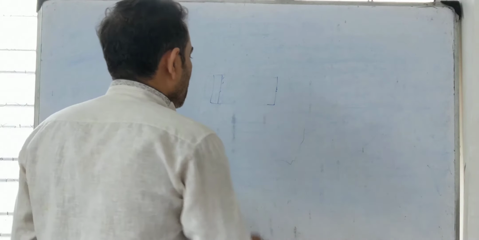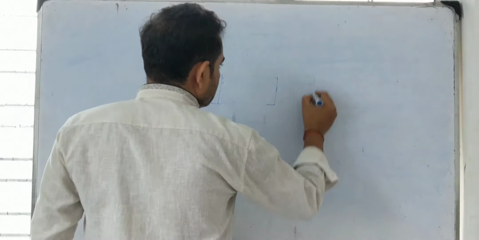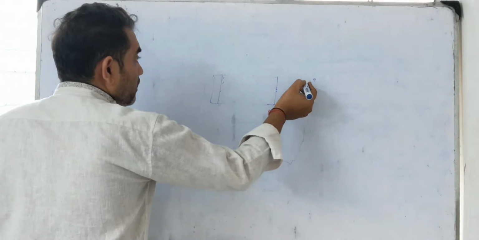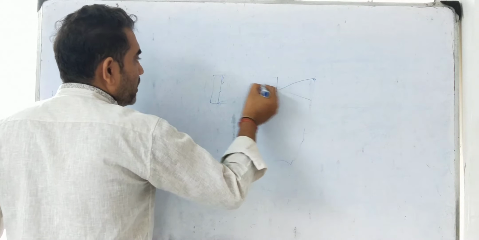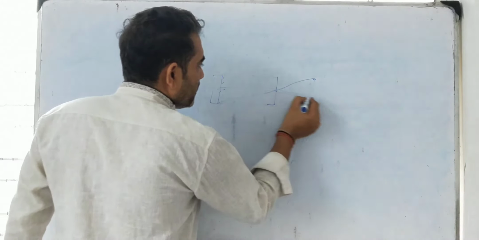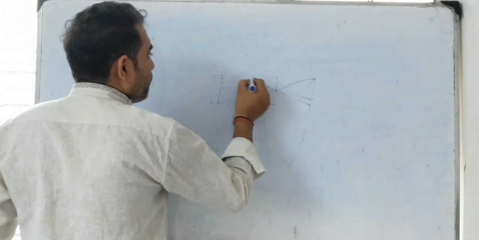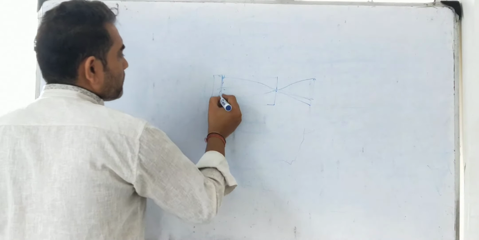Suppose we have an object here, and from here light travels to this point, and again from the bottom it travels to this point. My diagram is not going so well, but it means it will form the image like this on the screen.